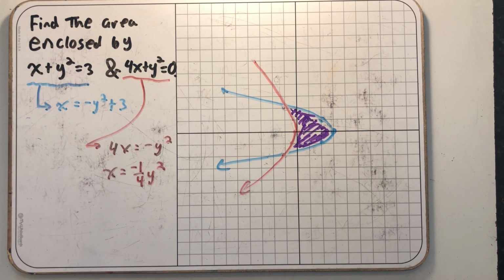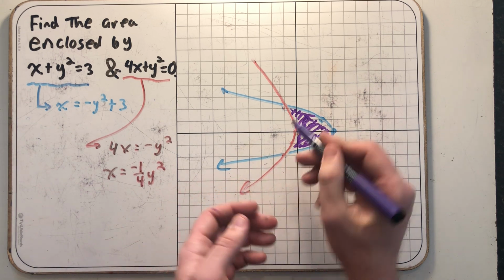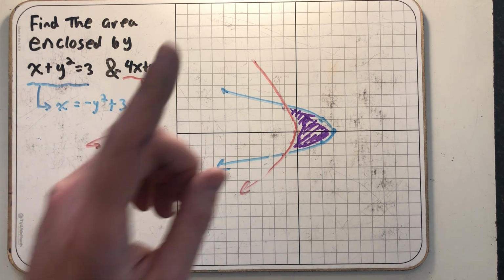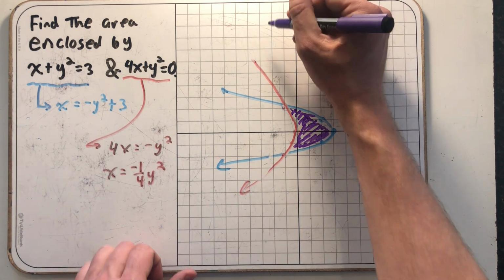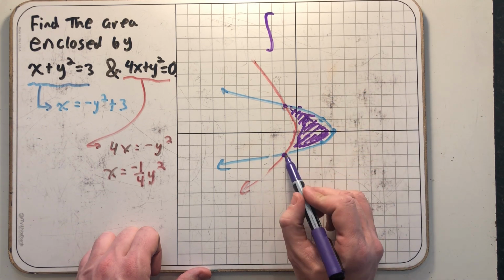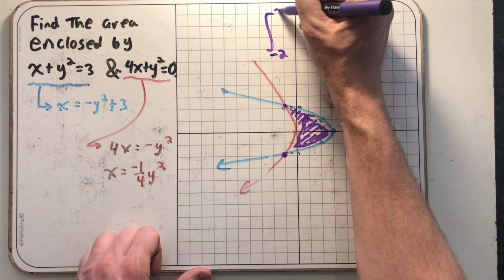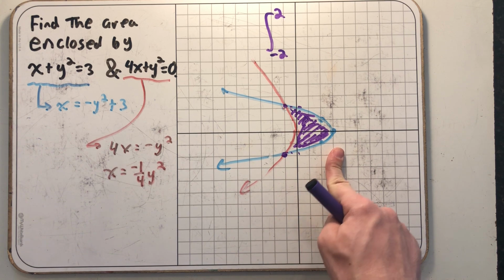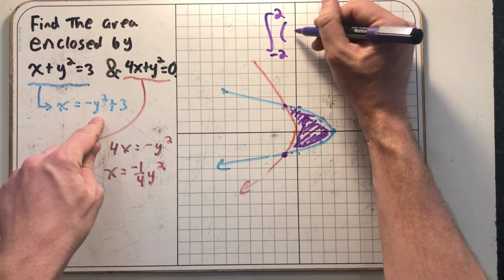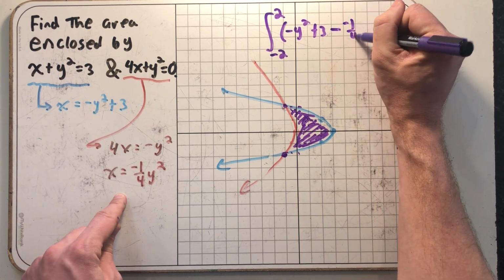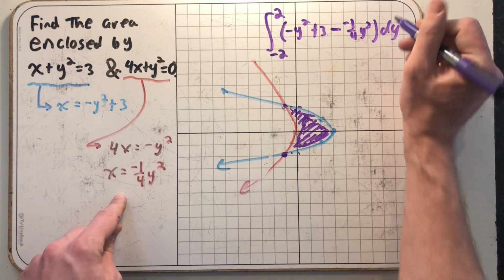But if I think about these as functions on y, there is one function on the right-hand side and one function on the left-hand side. We'll be able to do this in one definite integral. Because we happen to know where these intersections were, we know we're integrating from minus 2 to positive 2, and I need to take my right function and subtract my left function. So minus y squared plus 3 minus a negative 1/4 y squared. That's the integral we need to evaluate.